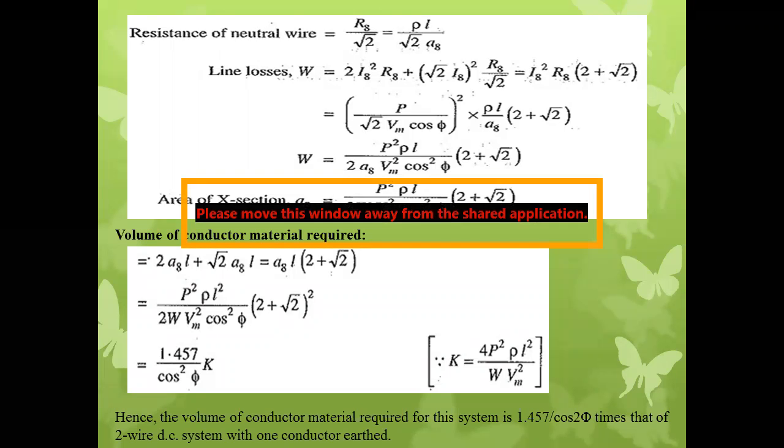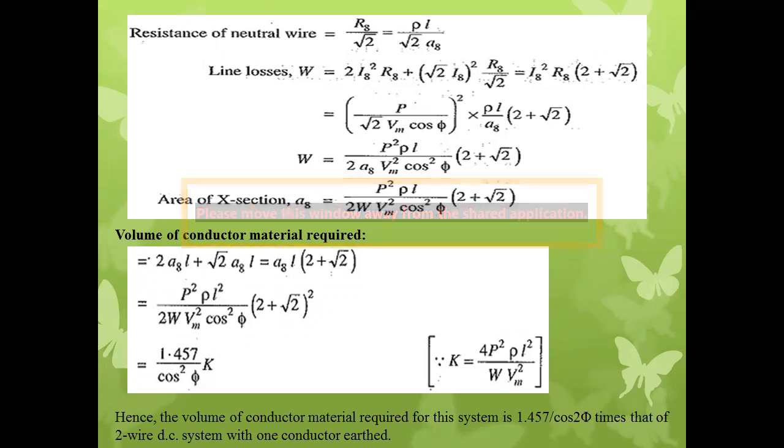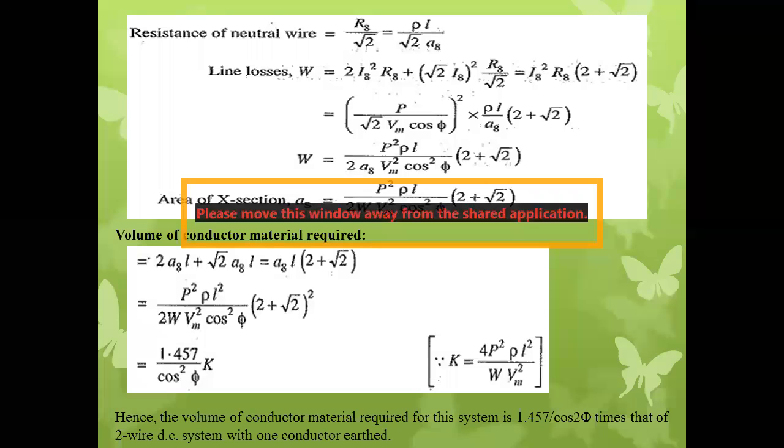Next, once we know the area of cross section of the conductor, we can easily find out the volume of conducting material required. Over here, the volume of conducting material required will also be affected by the volume required for the neutral wire. If we want to find the volume of conducting material required for the two phase 3 wire system, we have to combinedly find the volume for the neutral as well as the phase wire. In this supply scheme, only one neutral wire is there and two phase wires are there, so we have to find the volume for them separately.